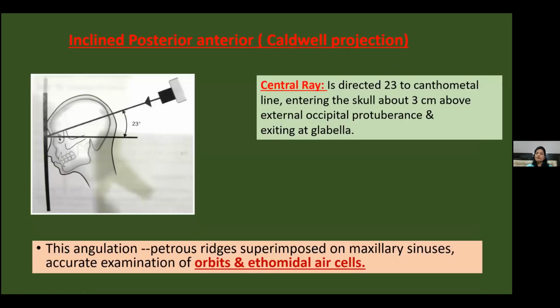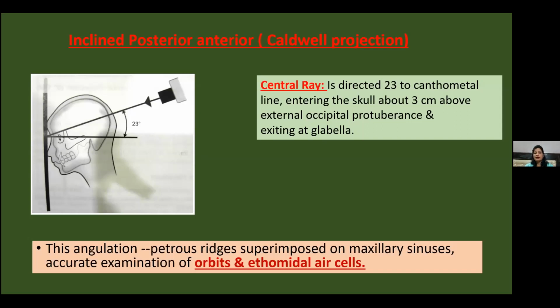So next is one modification. This could be MCQs for your AIIMS and everything, so they ask you some higher things. What is the Caldwell projection? We call it an inclined PA. Basically we are directing the central X-ray through an inclination. So we call it Caldwell or inclined PA.